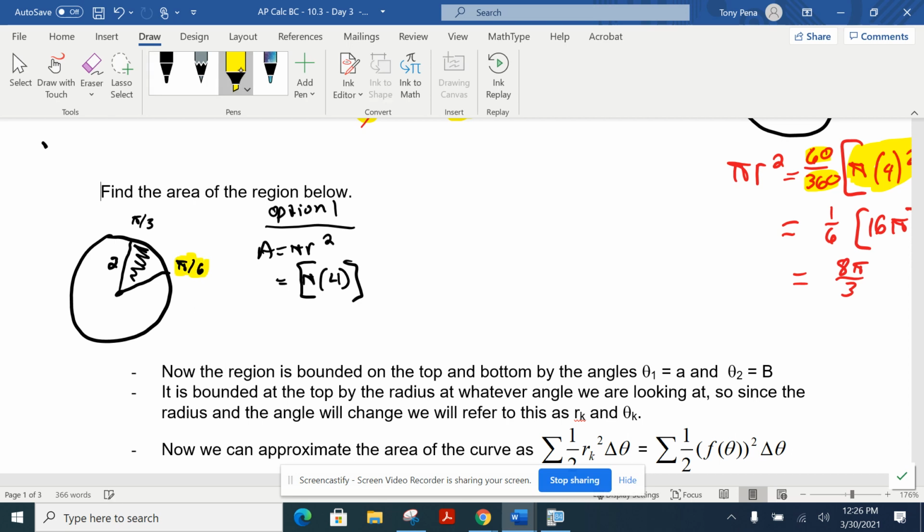This is basically a 30-degree angle to a 60-degree angle. So 30 to 60 means we are dealing with a 30-degree angle. So we would have 30 of the possible 360 degrees all the way around a circle. So we're going to take our 4 pi, multiply by 1/12. The area of that sector would be pi over 3. So that's old pi r squared stuff.